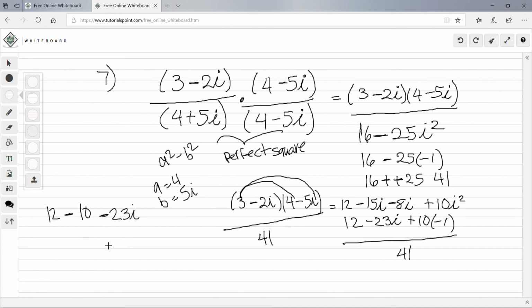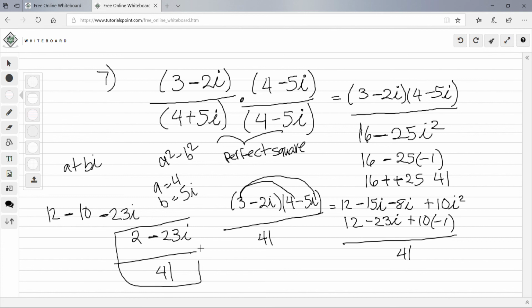So let's simplify it. What is 12 minus 10? 2. And then remember we want it in a plus bi form. So we just have a negative 23i, divided by 41, because that's our denominator. So this should be your final answer. And that's it for the complex numbers section.